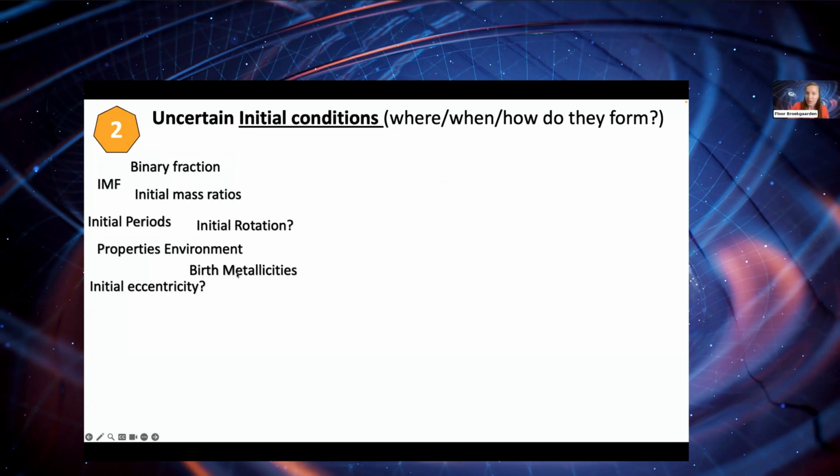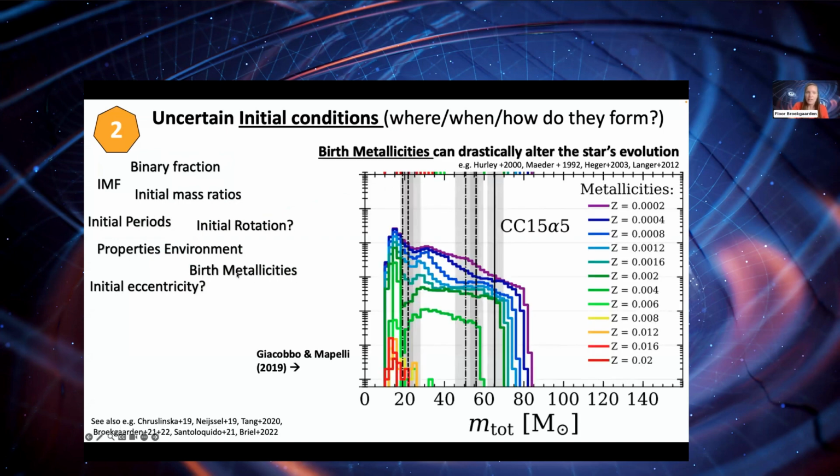And so this turns out to be a very, very important property, since we now know that birth metallicities of stars, so with what metallicity stars form, can drastically impact and alter what the binary black hole merger might look like. So for instance, this is a figure from Giacobbo and Mapelli, where it shows as a function of metallicity, here in different colors, for the stars to begin with, what the total masses of the black hole collisions are. And so you see, as you go from low metallicity to higher metallicity, that the total mass of the black hole collision drastically changes as a function of the birth metallicity of stars.